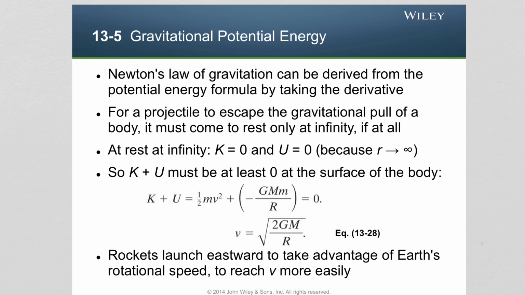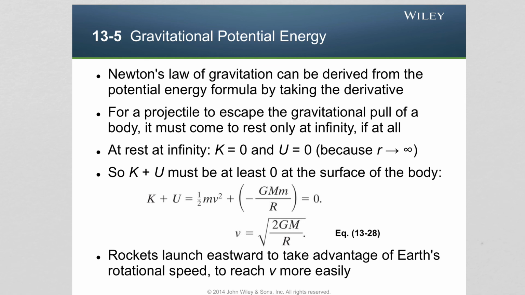So consider a projectile of mass m leaving the surface of a planet. It could be Earth, it could be any other planet, with its escape speed v. The projectile has kinetic energy K, which is given by 1/2 mv squared, and potential energy U, which is given by minus GMm divided by r.